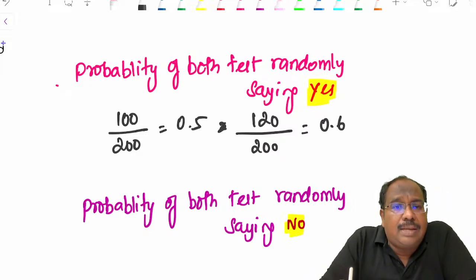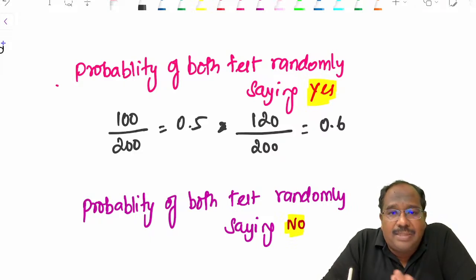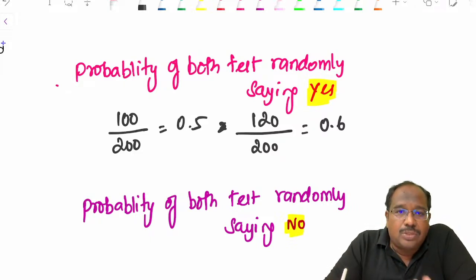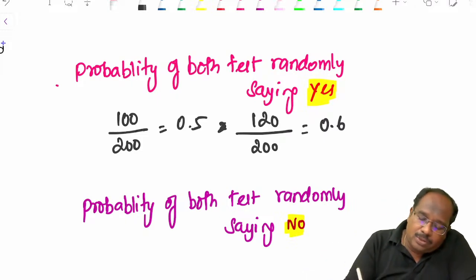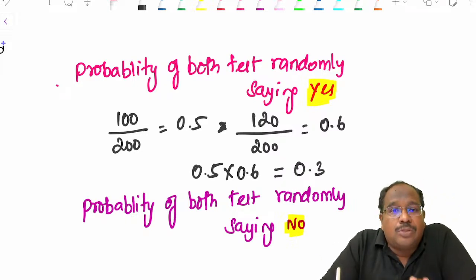Now, we are looking in terms of probability. These are mutually non-exclusive events, so we have to use the multiplication law. What will be 0.5 multiplied by 0.6? This is 0.3. So the probability of both tests randomly saying yes is 0.3.